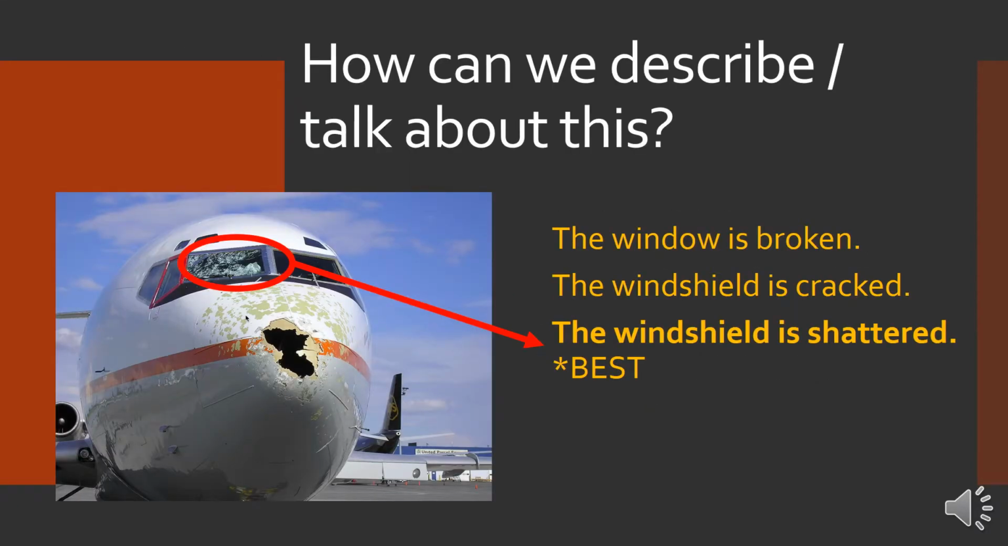Next, we're going to talk about that window or windshield part. Now, how can we describe or talk about this? You said the window is broken. But even better would be the windshield is cracked, or the windshield is shattered. Remember, shattered is so badly damaged you cannot see through the window. Now, in this picture, the windshield is shattered.